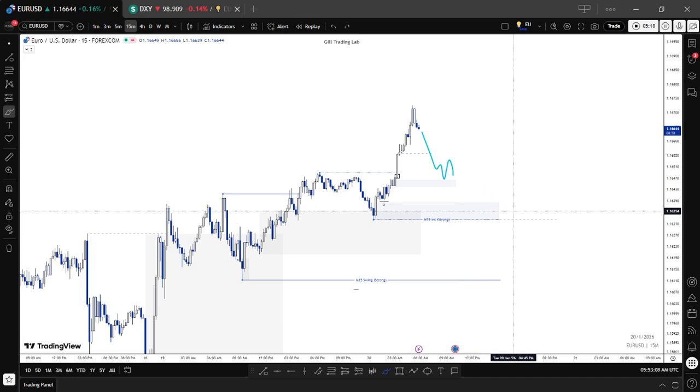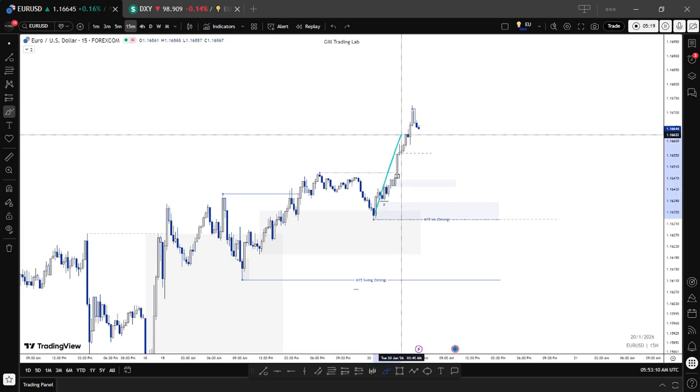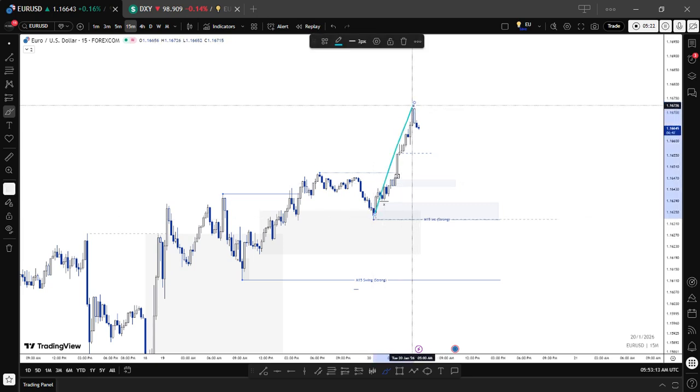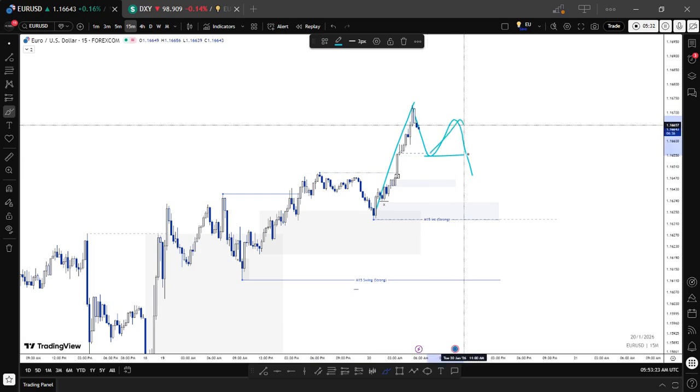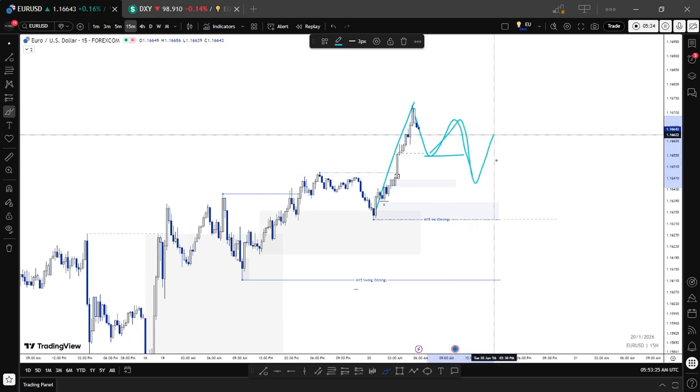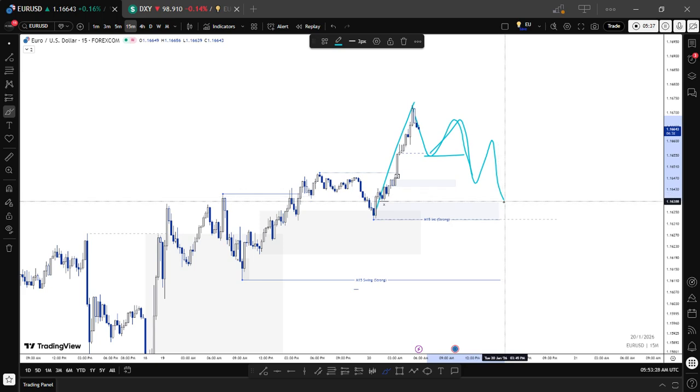Also, this move is overextended for me. So if price forms a structure like that, then I'll reset my internal structure and start focusing on the price action that will be forming from this pullback. So if price forms something like this, then I'll be waiting for it to shift bullish.